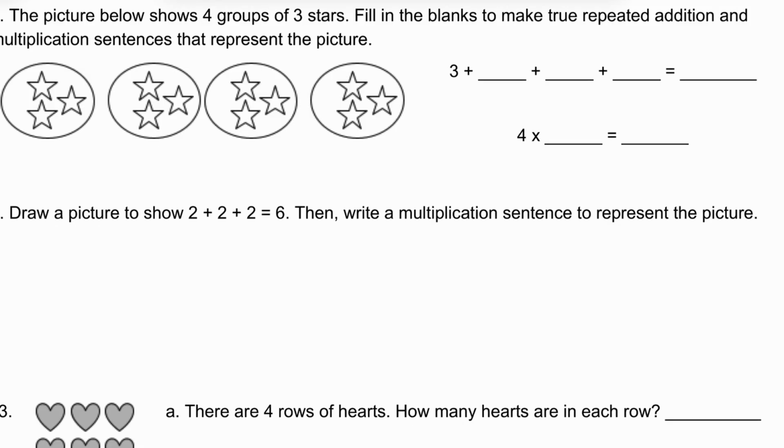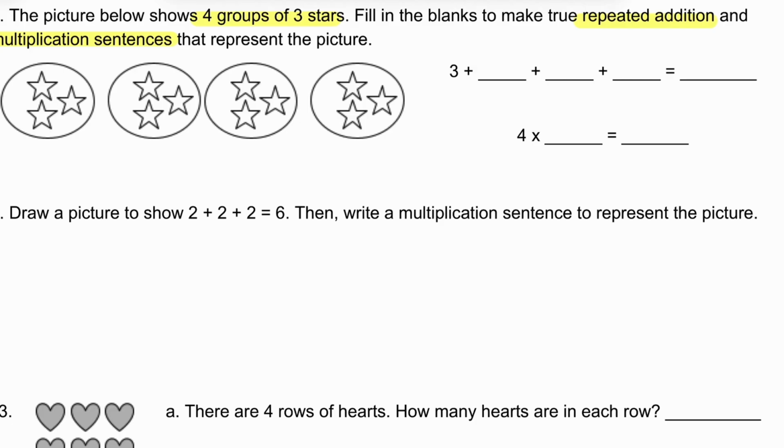It says the picture below shows 4 groups of 3 stars. Fill in the blanks to make the repeated addition and multiplication sentences true that represent the picture. So what do we notice here straight off the bat? They said 4 groups of 3 stars, and then they want to make our repeated addition and multiplication sentence true.